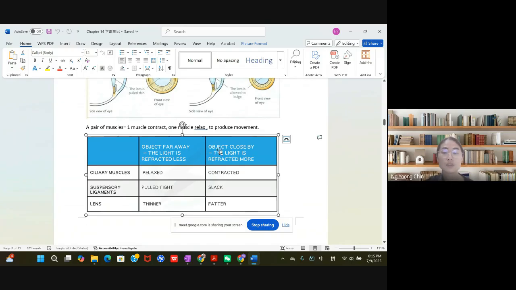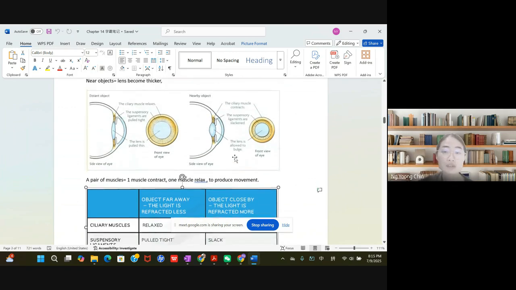When you want to view a near object, sorry, not distant, that's why your lens becomes fatter. Fatter means you are increasing the thickness of the lens and it becomes shorter. So it means the suspensory ligament will slack. Slack means relax. So when the suspensory ligament relaxes, the ciliary muscle will contract.